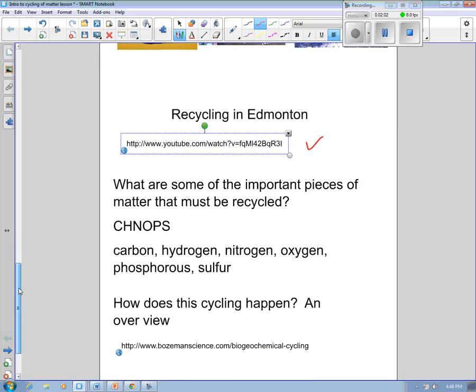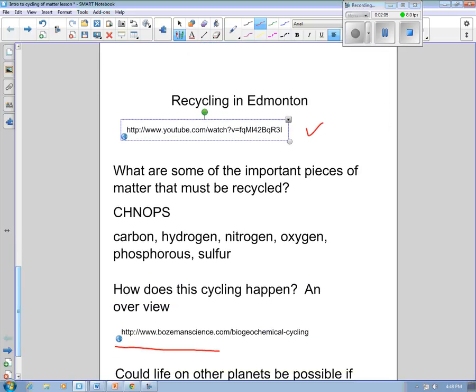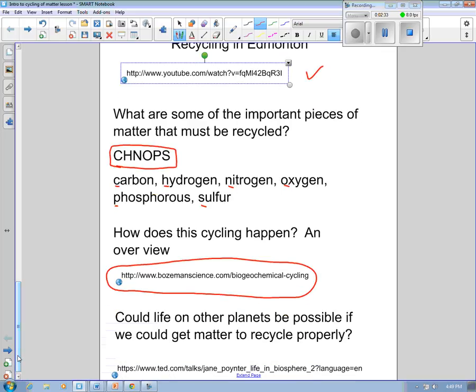And then we looked at this particular video here, which is Bozeman Science, and it deals in a real general way with these cycles. So we talked about the acronym SHNOPS, which stands for carbon, hydrogen, nitrogen, oxygen, phosphorus, and sulfur as being key atoms, key elements that need to be recycled in order for life to happen. And I would highly recommend that you watch this particular video because it gets at some of those in a general sense, how that happens.